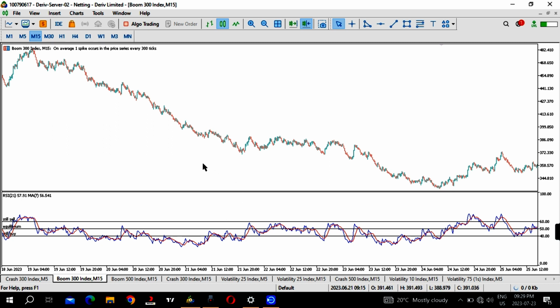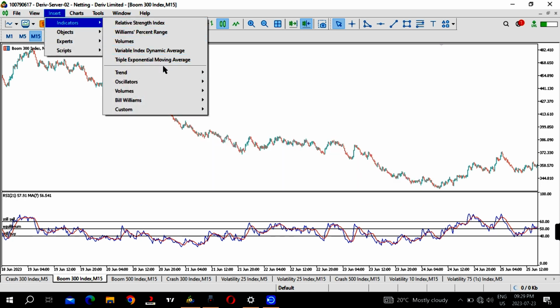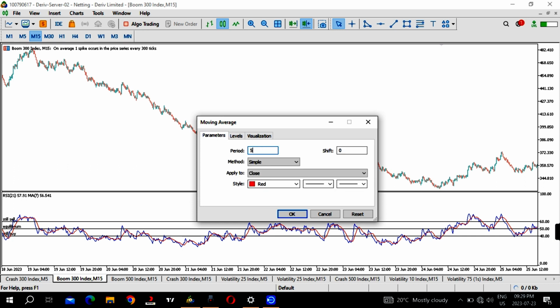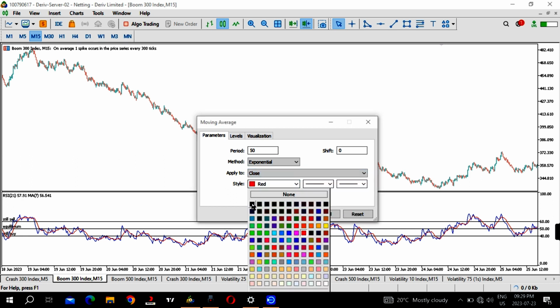Then we can also combine the RSI with other indicators. I'm just going to be using the moving averages in this. After the moving averages, maybe you can also use the Fibonacci. For the moving averages, I'm going to insert moving average, trend, moving average. We're going to be using the moving average period 50, exponential, and we're going to remove simple. Then I'm going to choose black for this one.